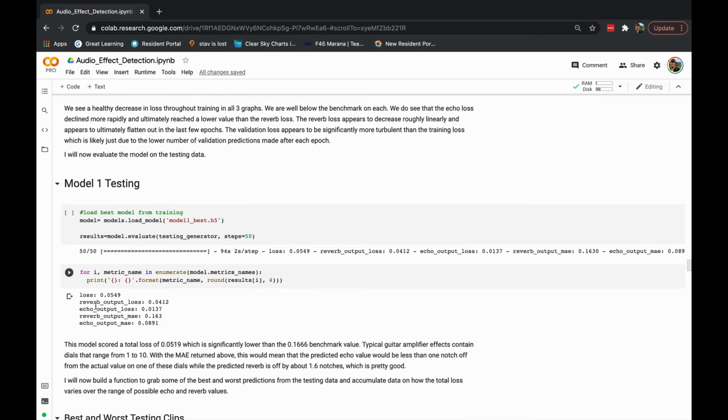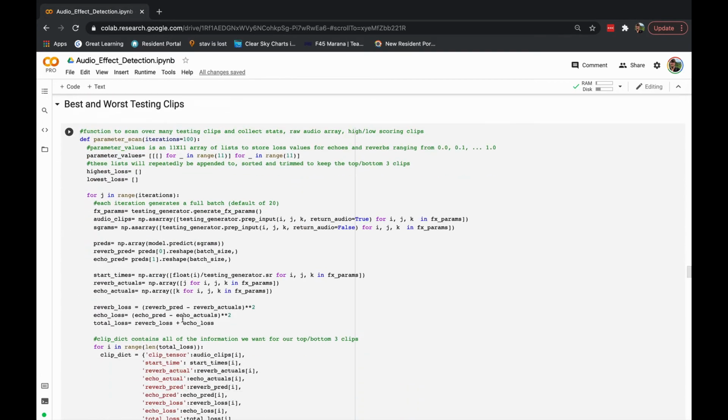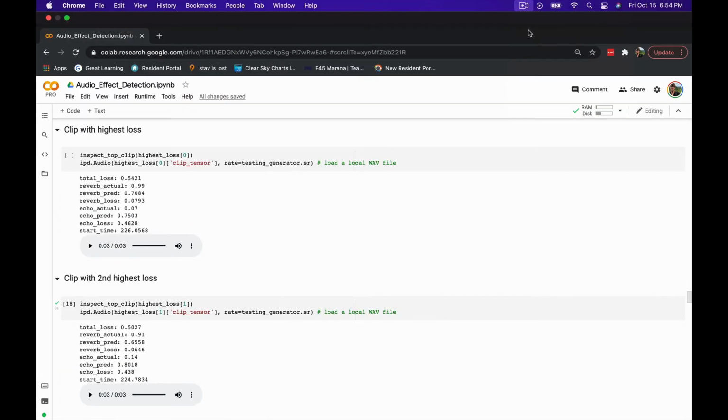This model scored a total loss significantly lower than the benchmark value. Typical guitar amplifier effects contain dials that range from 1 to 10. With the MAE recorded above, this would mean that the predicted echo value would be off by less than 1 notch on average, whereas the reverb would be off by 1.6 notches, which is pretty good. Now let's collect and inspect some of the best and worst predictions on this testing set.